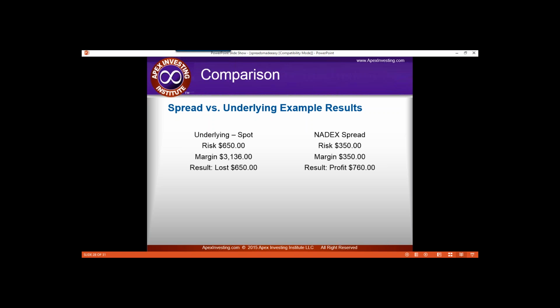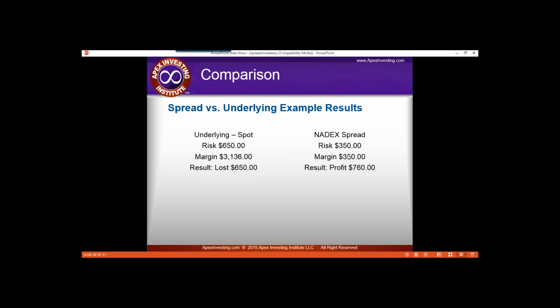You can do multiple contracts. And especially if you're trading with a smaller account, look at the difference of your risk. Much lower risk. Look at the margin. Just to get into that trade, instead of putting up $3,000, you only had to put up 350 bucks. You know what I mean? So very big difference there.